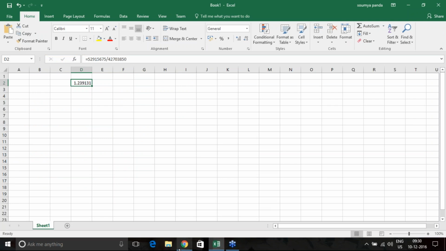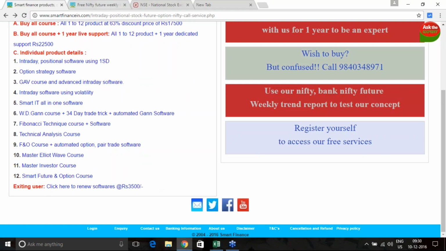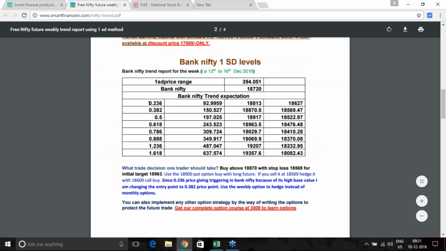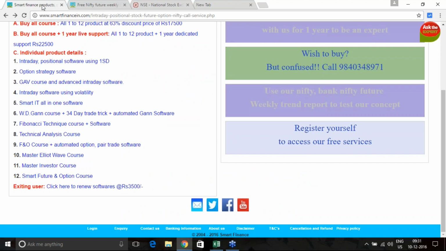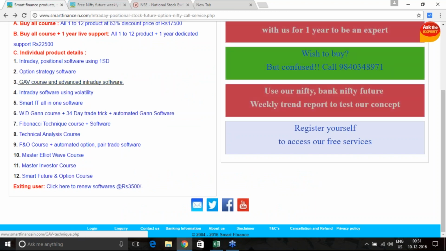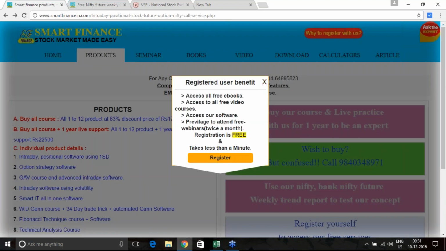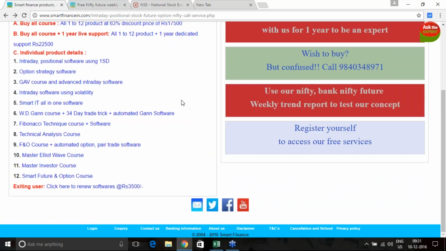Like, you must be knowing the Fibonacci principle, but this may be a new thing for you. Fibonacci principle is being utilized in this order: one standard deviation, where you take a price range and use the Fibonacci ratios. So this may be a new thing. This kind of small changes we brought into many other systems to give you a better accuracy in the trend forecast.